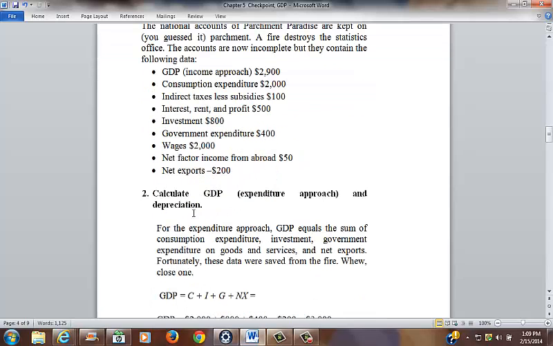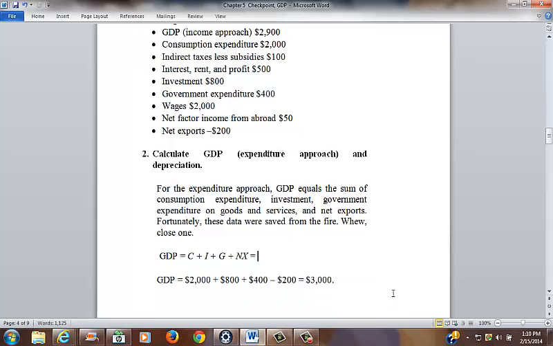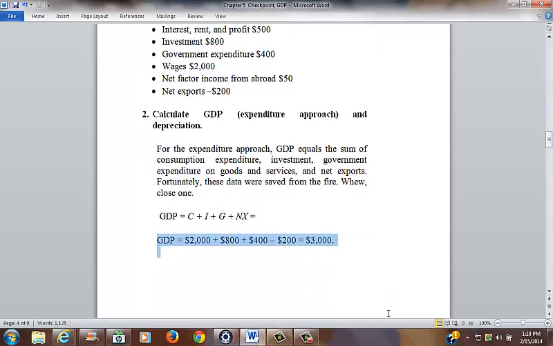The question then asks to calculate GDP using the expenditure approach and depreciation. Well, for the expenditure approach, GDP equals the sum of consumption expenditure, investment, government expenditure on goods and services, and net exports. Unfortunately, all these data were saved from the fire. Whew, close one. So GDP equals C plus I plus G plus NX. Put in the numbers. Get $3,000.